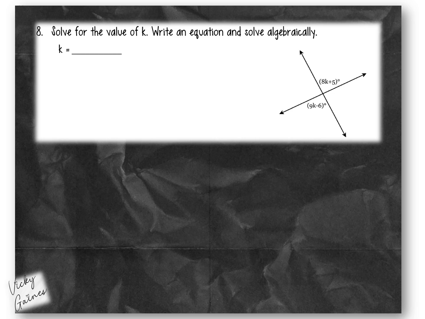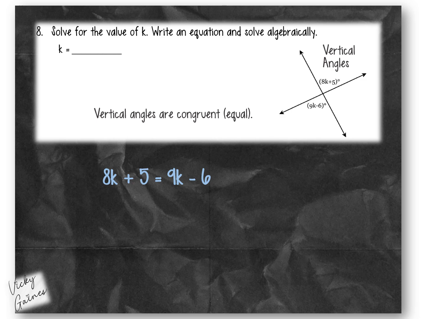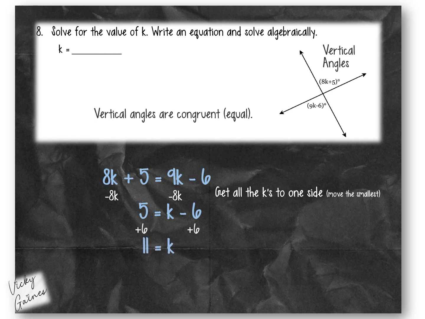Number 8, solve for the value of K. Write an equation and solve algebraically. Those two angles are vertical angles. Vertical angles are congruent, which means their measures are equal to each other. So set them equal to each other. 8K plus 5 equals 9K minus 6. Get all the K's on one side, move the smallest one. So we're going to subtract 8K on both sides. The left-hand side is just going to have 5. 9K minus 8K, we're going to have just a K and bring down our minus 6. Get rid of that minus 6 by doing the opposite. Add 6 to both sides, and K is 11.